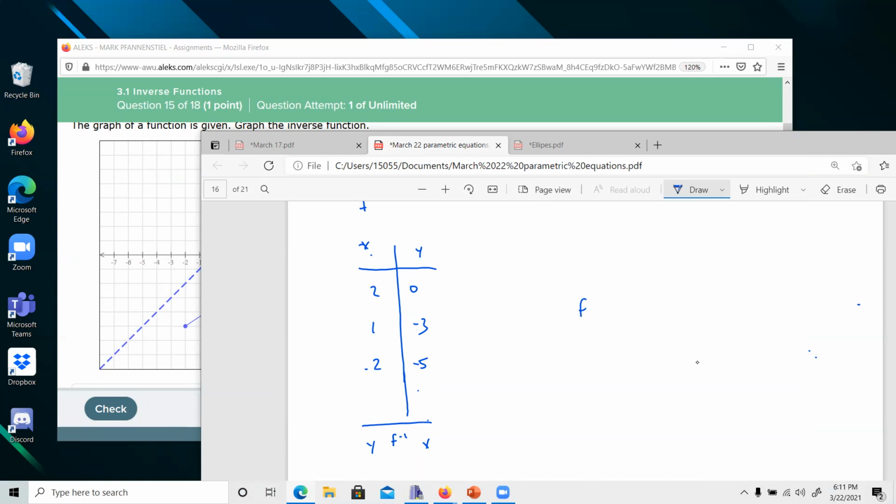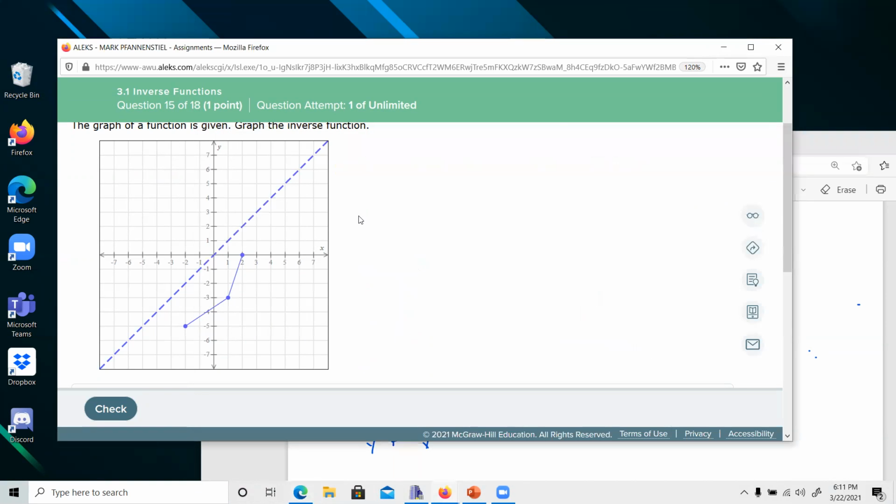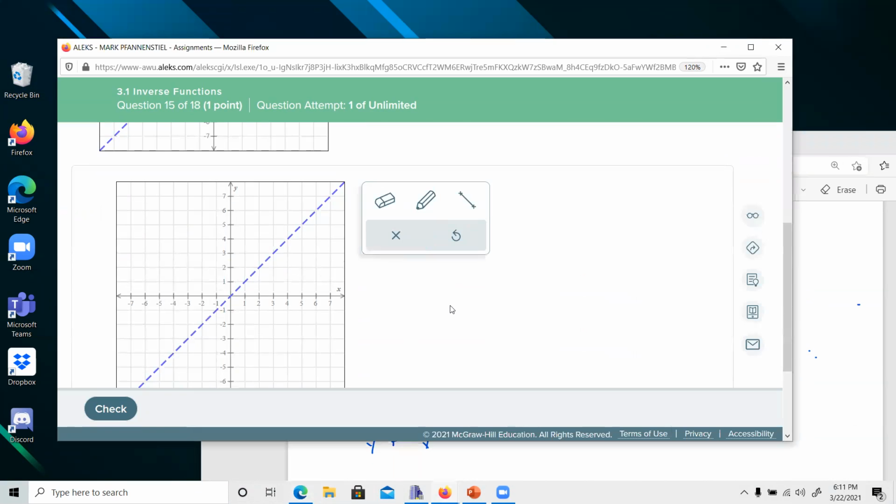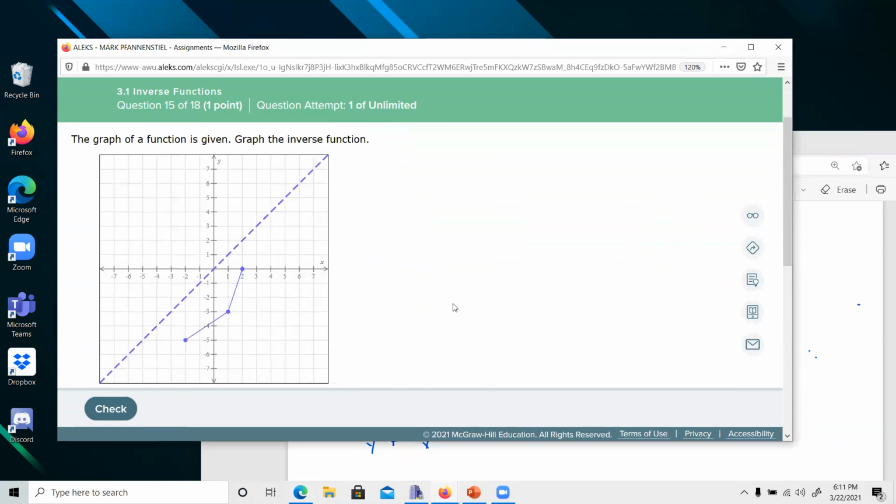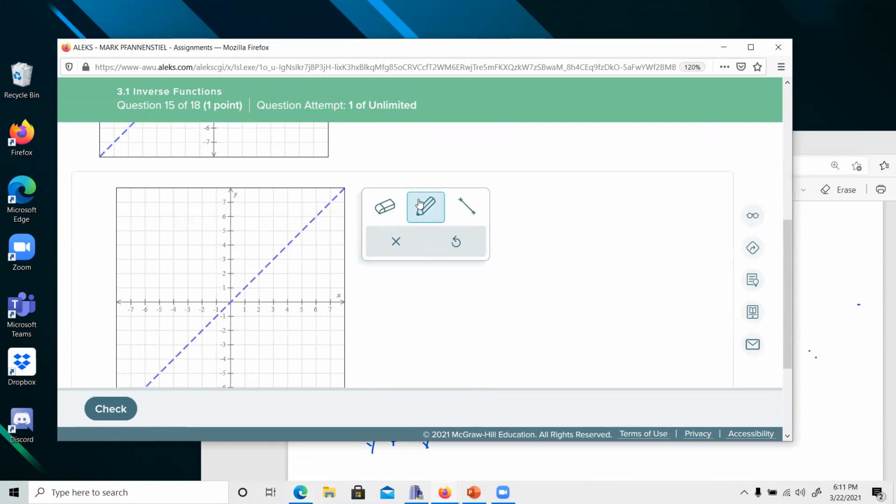For f inverse, we have the points 0, 2, negative 3, 1, and negative 5, negative 2. For my x, y pairs, they just switch order. So they're going to graph the inverse. Let's go ahead and plot some points.